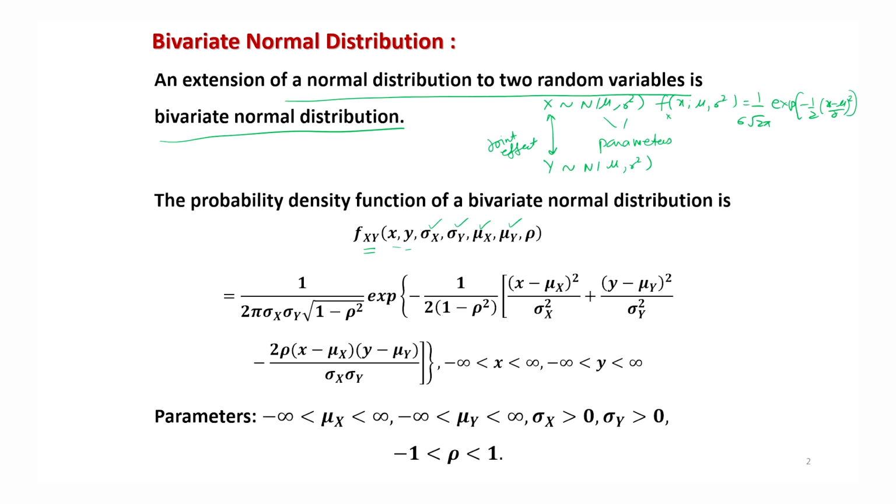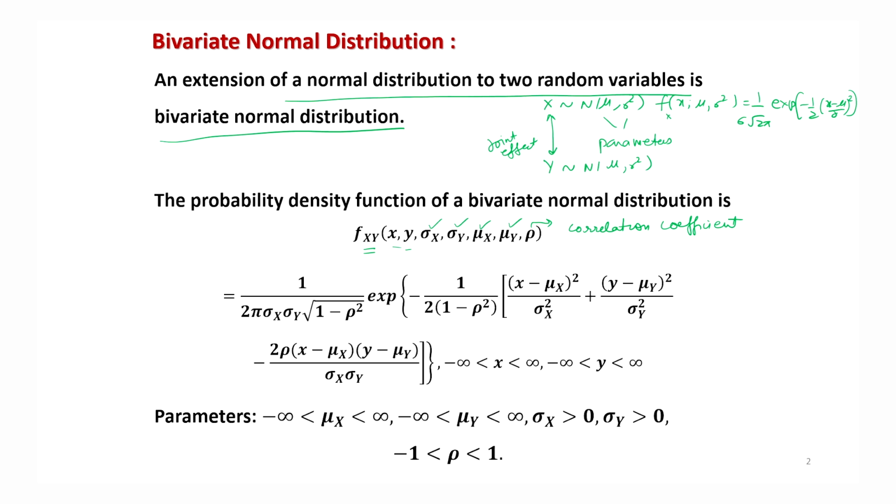It looks like the normal, but it is different because there are a couple of things more. There is one parameter here, which is rho. As you have learned, mu indicates the mean and sigma square indicates the variance. Similarly, rho indicates the correlation coefficient. This I will try to show you later, but this is how the joint effect enters into the normal distribution.